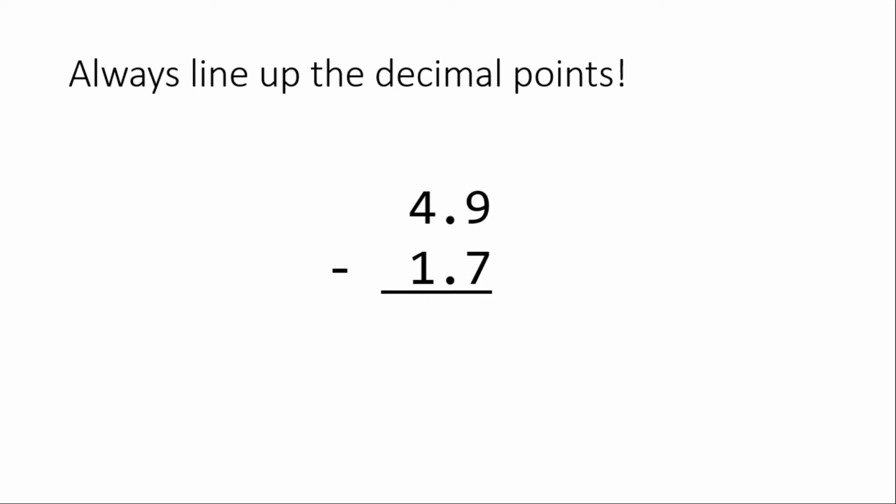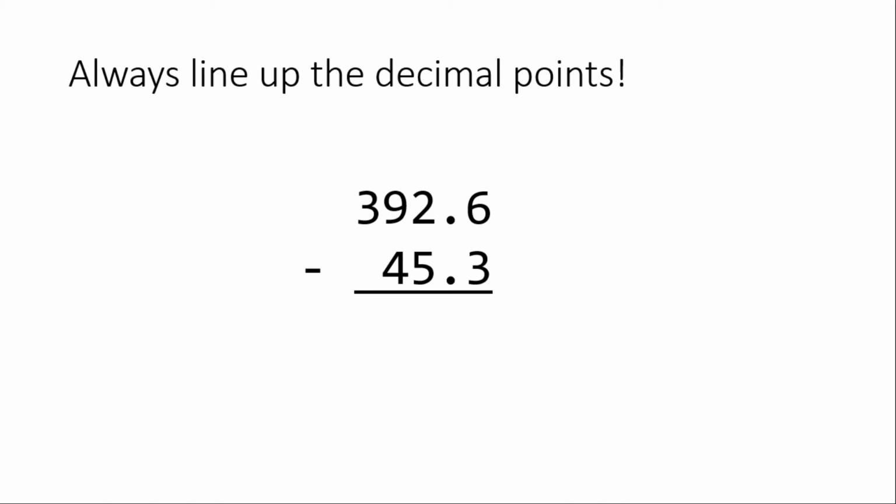Now I want you to try this one. Are the decimal points lined up? Yes, they are. Press pause to try it out. Press play to check your answer. Let's check your answer. First, put the decimal point. Now, 9 tenths minus 7 tenths. 2 tenths left. Now let's subtract the wholes. 4 minus 1 is 3. 3.2, or 3 and 2 tenths.